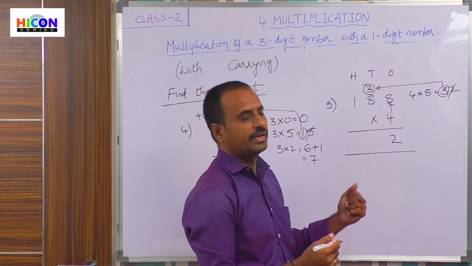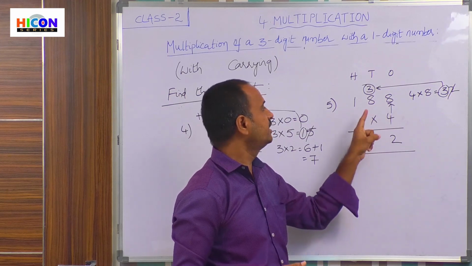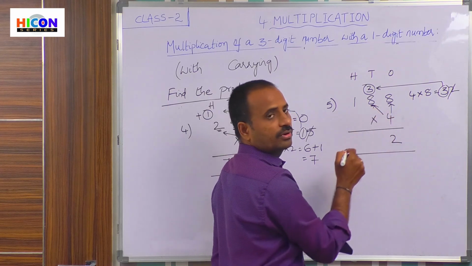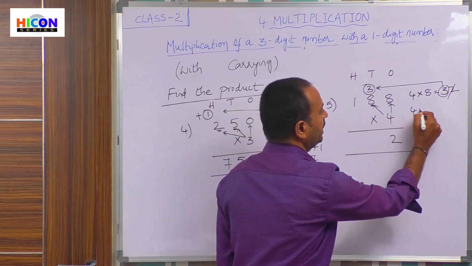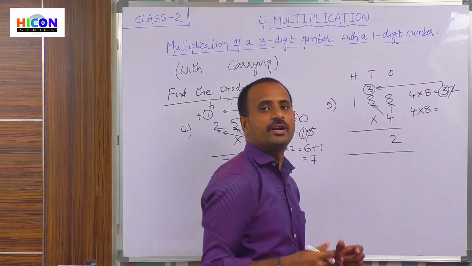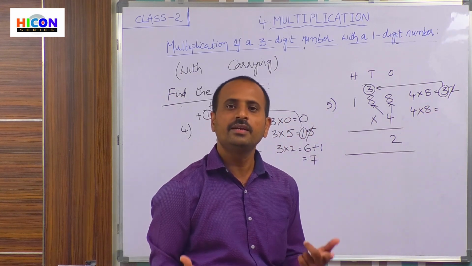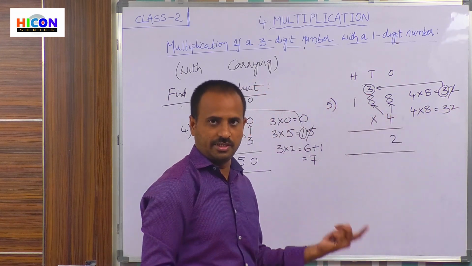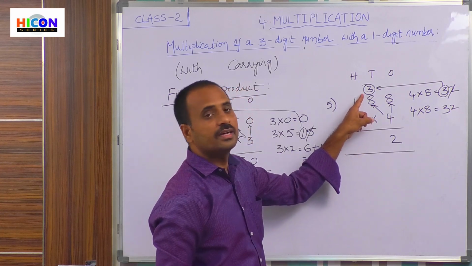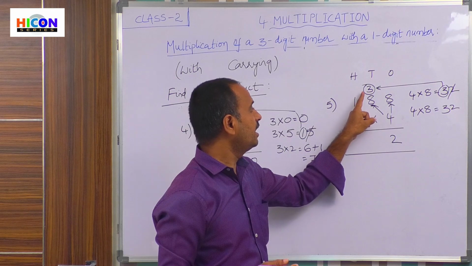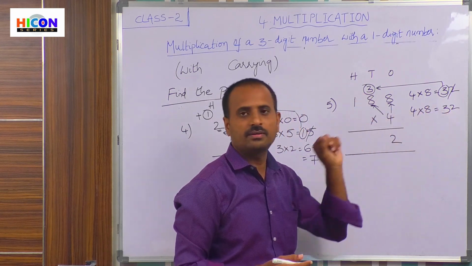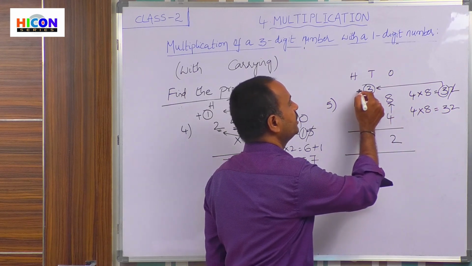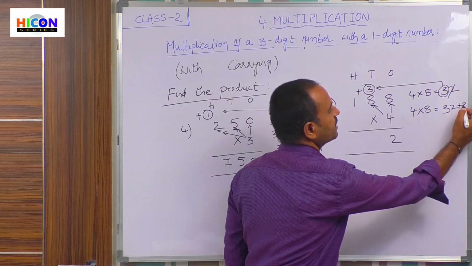So now continue the multiplication with the tens place. What is present in tens place here? 8 is present in tens place. Multiply 8 with 4, that is 4 into 8. Again, how much will you get? 4 eights are 32. Children, but there is a carried number 3. So 3 is the carried number, and add this 3 to the product, that is 32 plus 3.